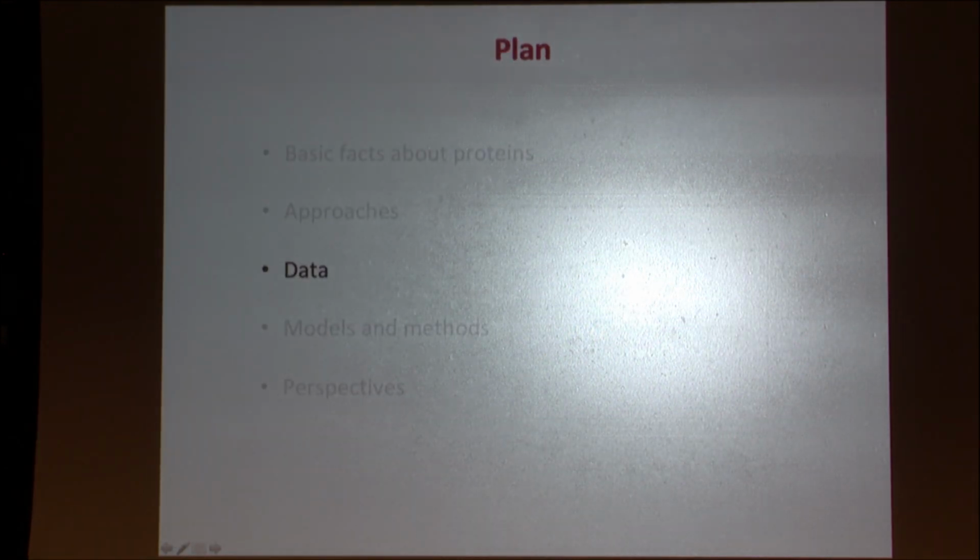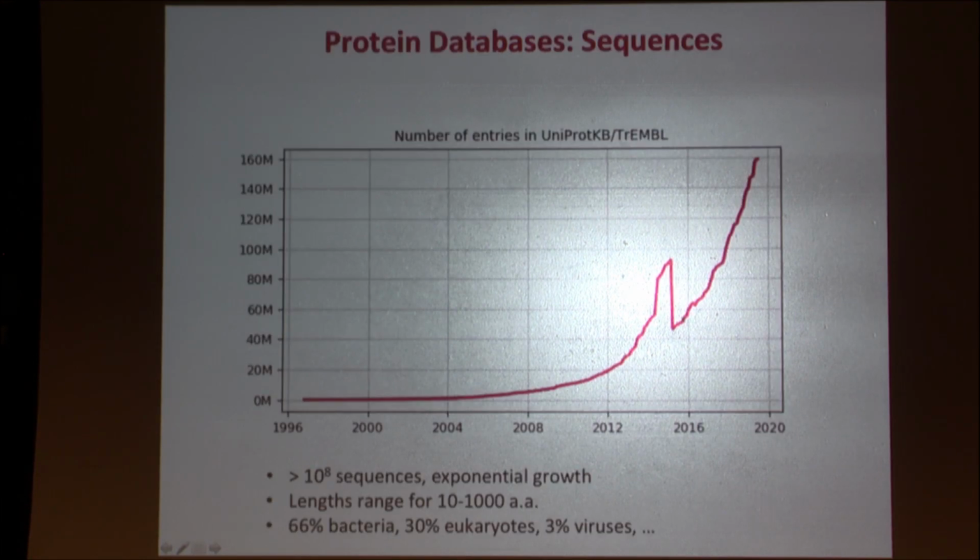So what are the data? The data are essentially sequence data we are interested in. Here is the number of sequences available on UniProt, which is one of the biggest databases for proteins. Here you see the number of sequences available by year. So now there are about 10 to the 8 sequences available.